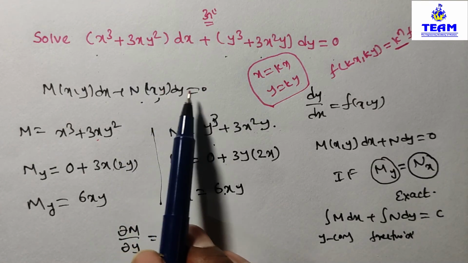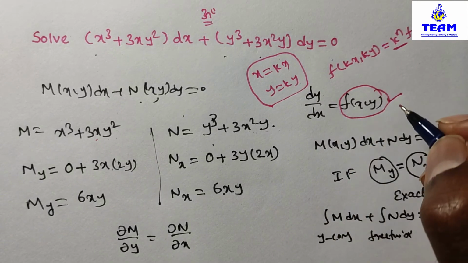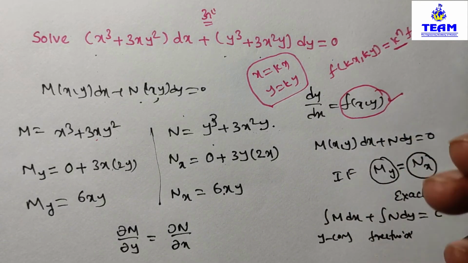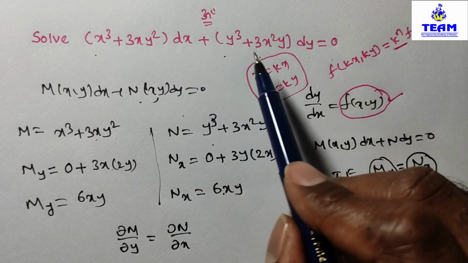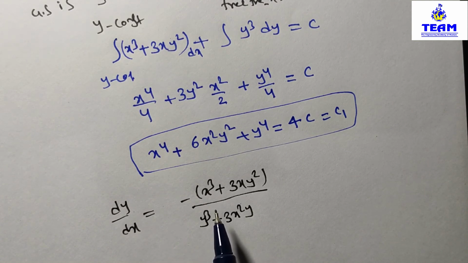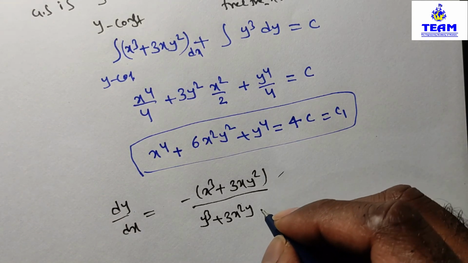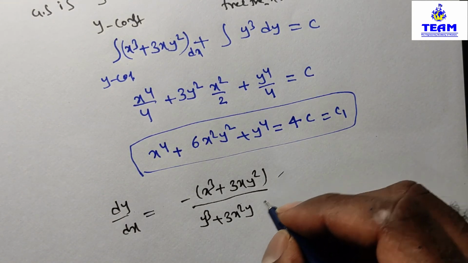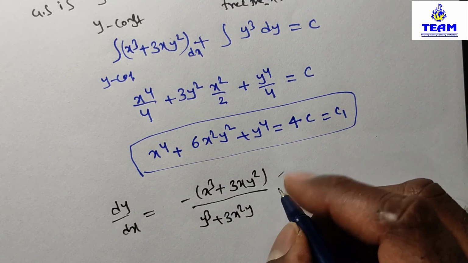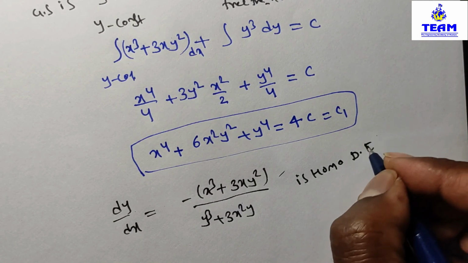So Mdx plus Ndy is equal to 0. You can write it in this form where f of x comma y is a homogeneous function of degree 0. Because dy by dx, if you rearrange, you will have dy by dx equal to minus of x cube plus 3xy square by y cube plus 3x square y. It is a homogeneous function of degree 3. This is also a homogeneous function of degree 3. So k cube gets cancelled and we have k power 0. So it is a homogeneous differential equation.